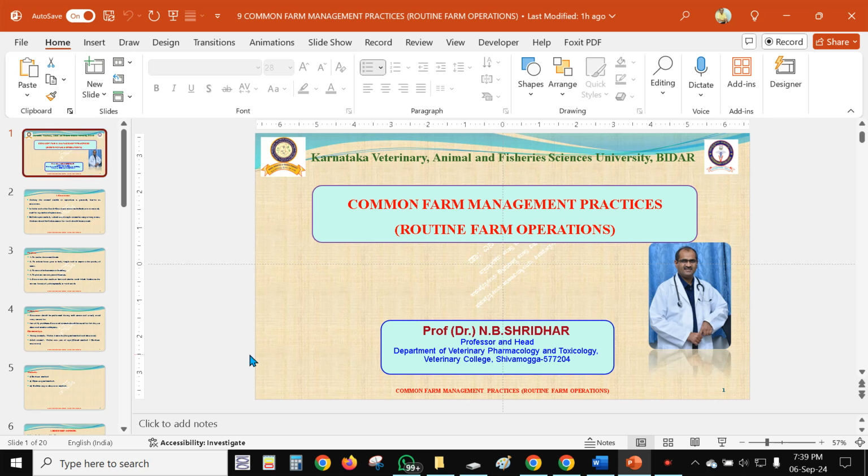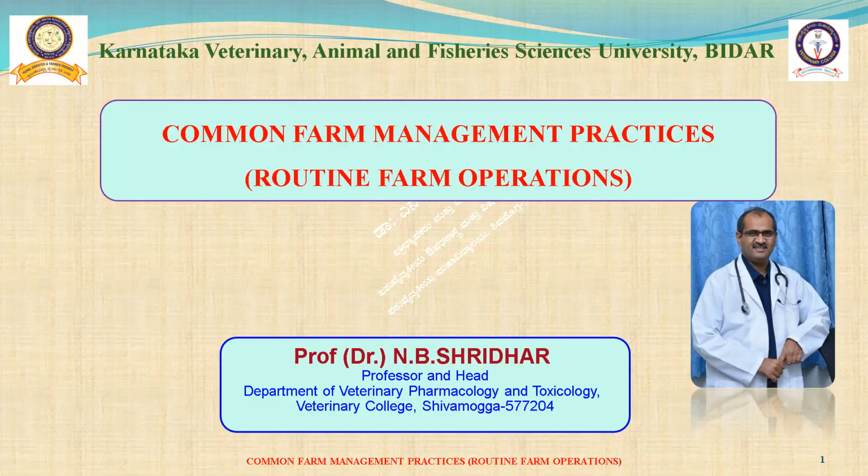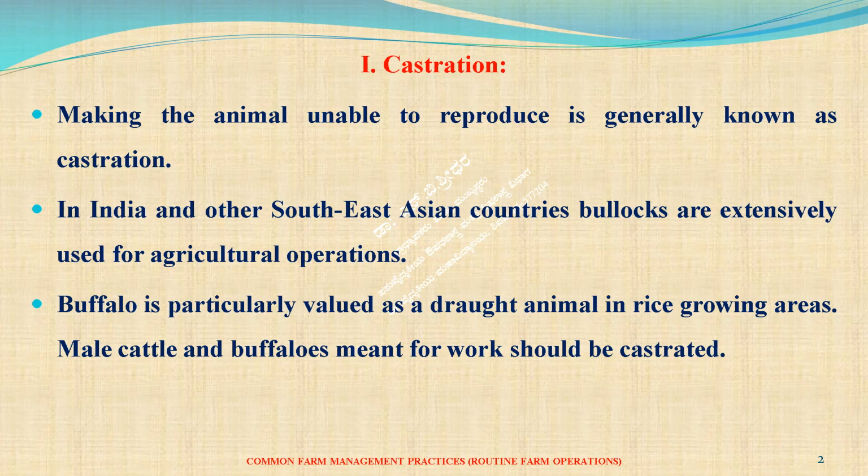Here is a process common in farm management, castration, which is making the animal unable to reproduce. In India and other Asian countries, bullocks are extensively used for agricultural operations. Hence, this is a simple process of treating animals by making them sterile.